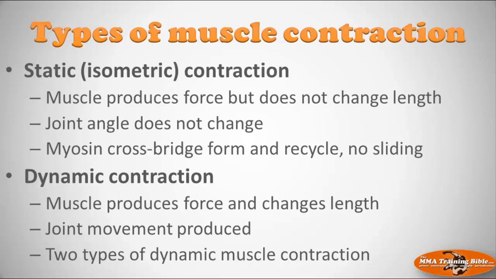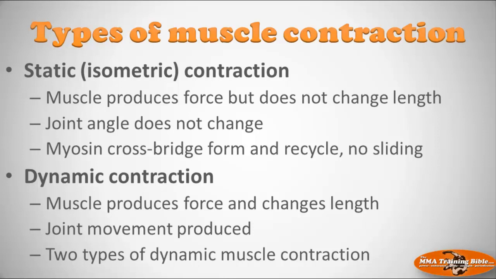The other type of contraction that I want to contrast that with is called a dynamic contraction. That's when your muscle produces force and it changes in length, so the joint is going to be moving. An example here: let's go back to that arm bar example where you're on your back, someone's trying to stretch your arm out, and you generate enough force to pull your arm back into your body to save it.